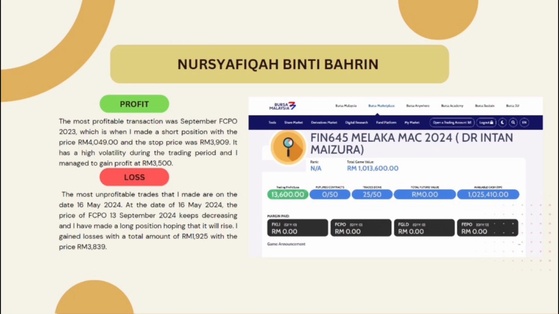On the date of 16 May 2024, the price of FCPO for 30 September 2024 kept decreasing, and I made a long position hoping that it would rise. I incurred losses with a total amount of RM1925 at the price of RM3839.